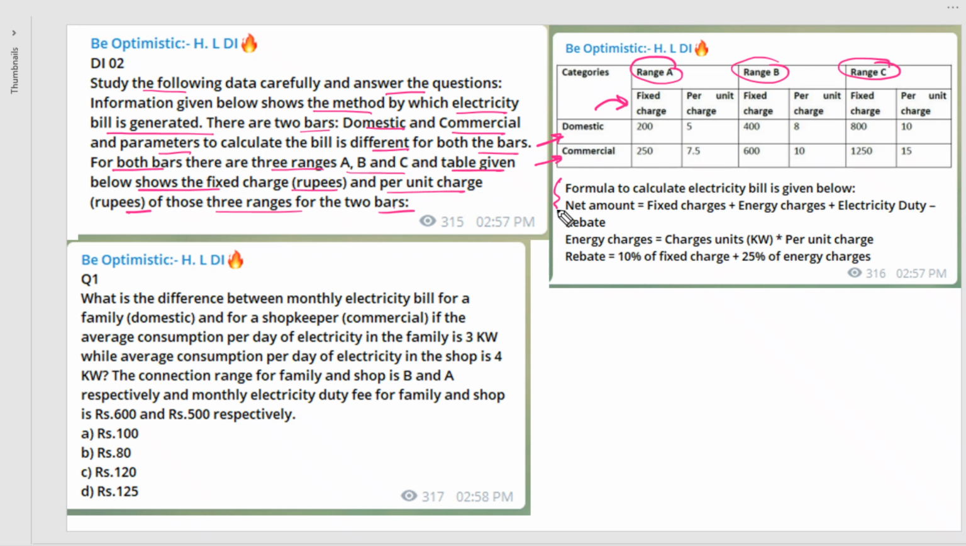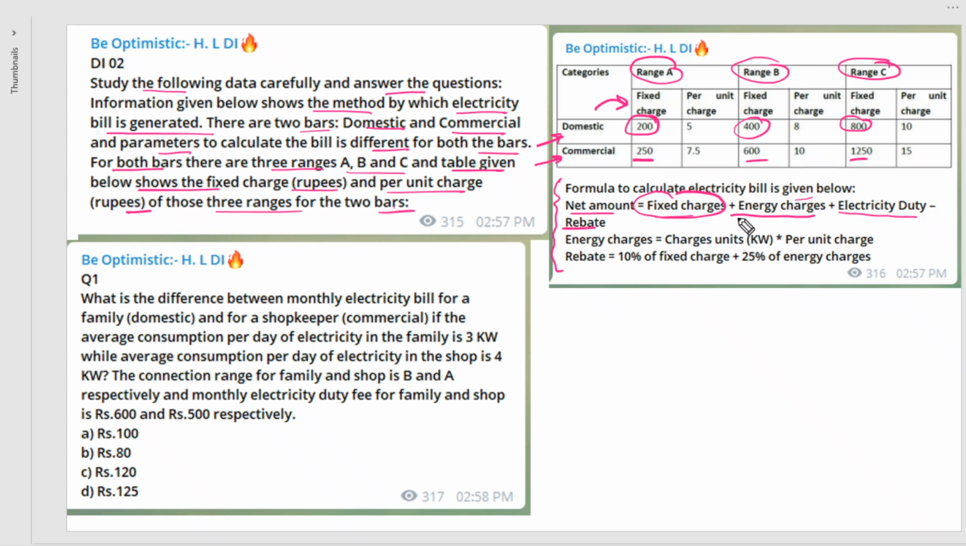Now you can see in this column there is a formula, right? So what is the formula? Basically, the formula to calculate the electricity bill is given below, that is net amount. So what should be your amount? It is calculated by fixed charges plus energy charges plus electricity duty minus rebate. Okay, so there will be some fixed charges. Like for range A in domestic the fixed charge is 200 rupees. For range B this is 400, for range C this is 800. Similarly in commercial there are several fixed charges in different ranges.